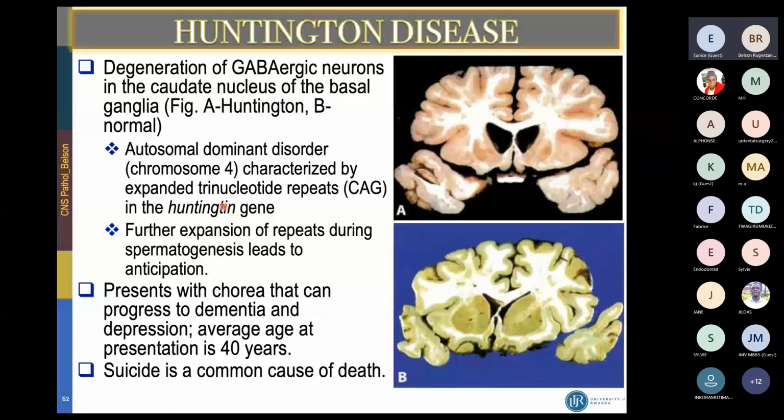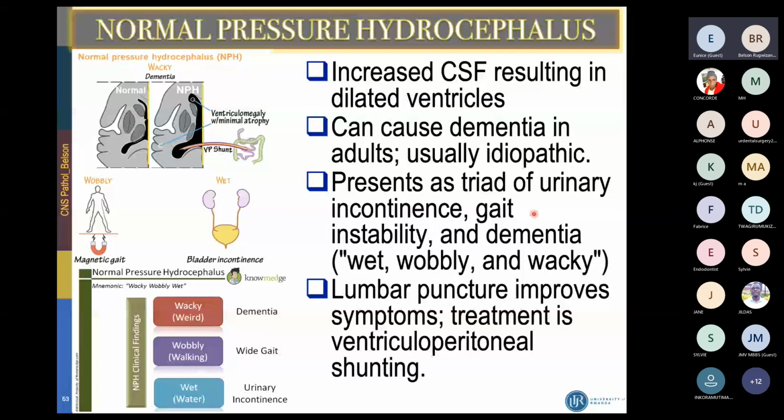So, normal pressure hydrocephalus. Increased cerebrospinal fluid resulting in dilated ventricles can cause dementia in adults, usually idiopathic, meaning the cause is not known. It is hydrocephalus, but the intracranial pressure is not increased, unlike in other hydrocephalus that affects children, usually caused by obstruction. It presents as a triad of urinary incontinence, gait instability, and dementia.